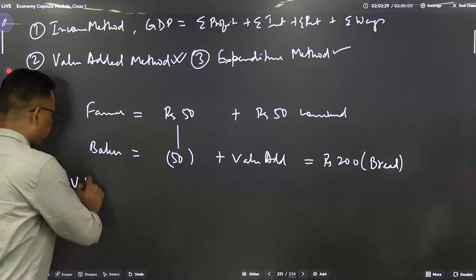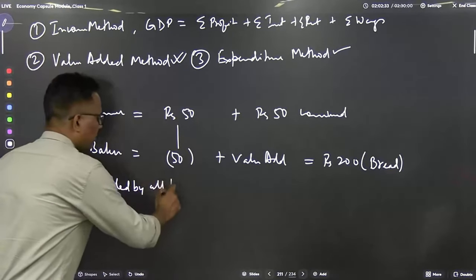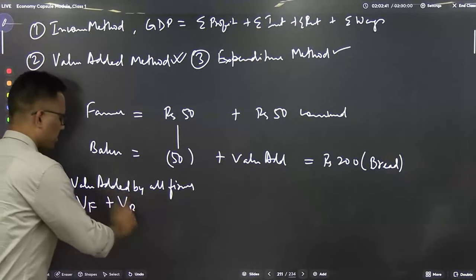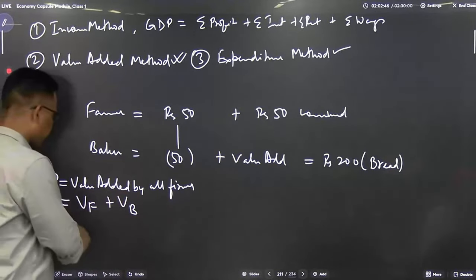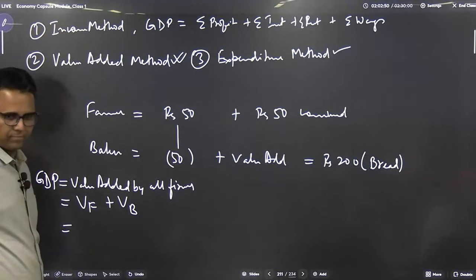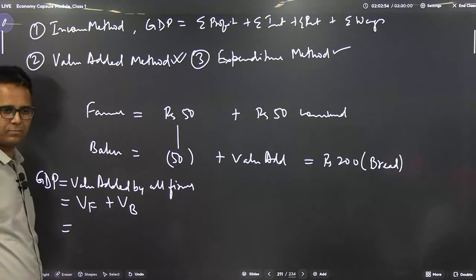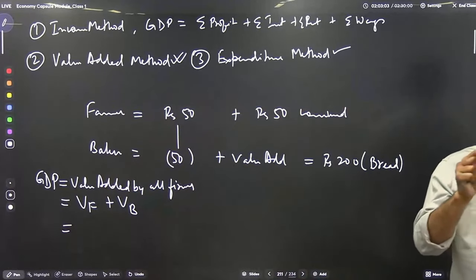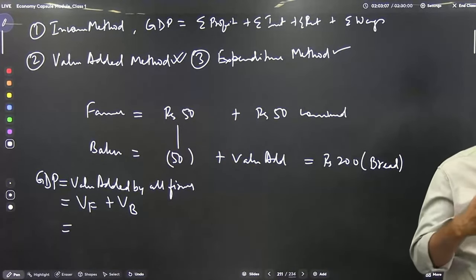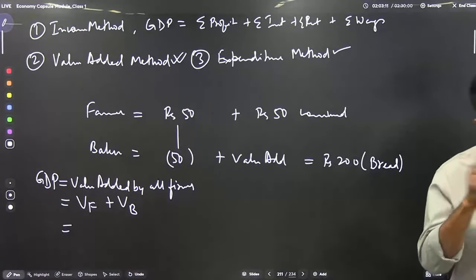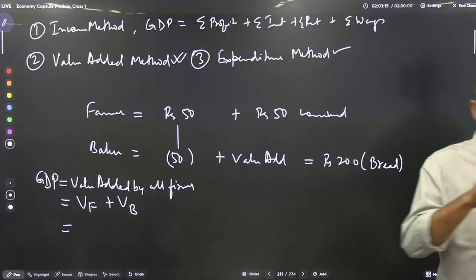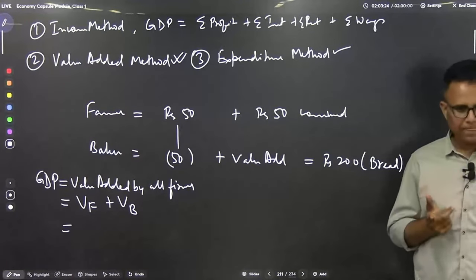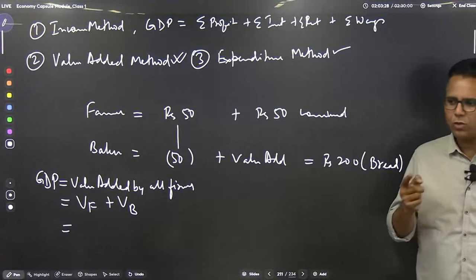What we do? Value added by all firms present in the economy. How many firms are there? Value addition by farmer? What do you understand by value addition? How much value my work can fetch in the market? What is the value of my work in the market? Whether it fetched or not doesn't matter. Whatever work I did, what is its value? Farmer produced wheat worth rupees 100. His value addition is 100. Whatever work he did, he produced wheat worth rupees 100. What is the value of his work? 100. Whether he consumed or sold doesn't matter.